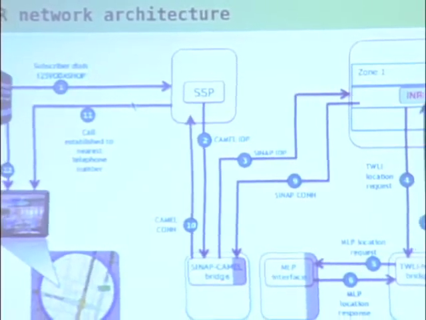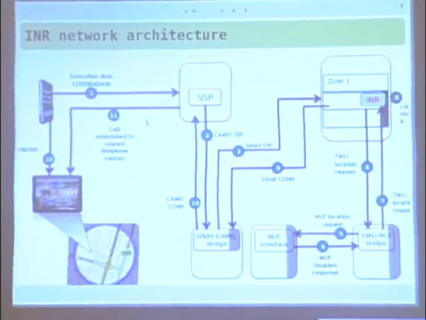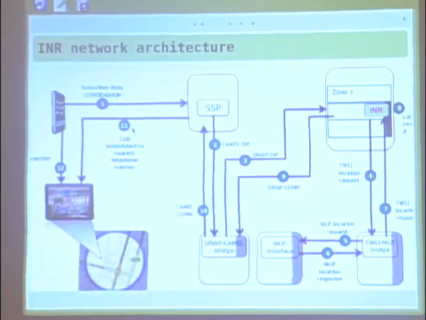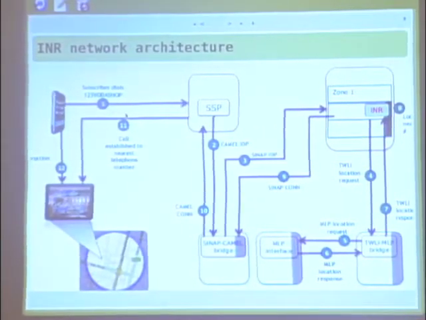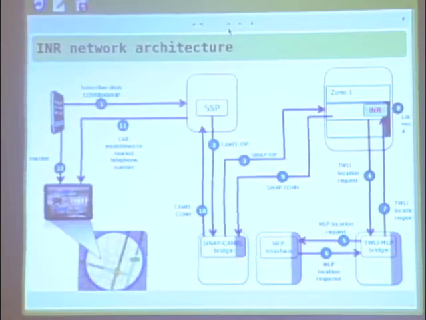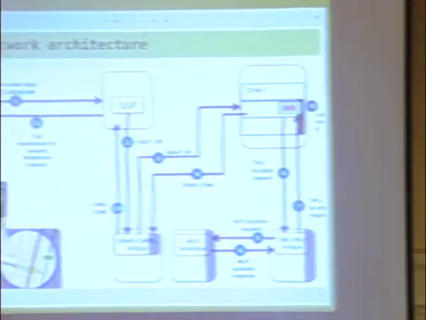Here's the original architecture of the INR system, the legacy system. As you can see, there are basically 12 steps when the 125 service is used. It has to go through these two bridges, the Synap Camel Bridge and the TWLI bridge. With the Awareness Engine, we don't have those two bridges. The Awareness Engine can talk directly to the NSC.